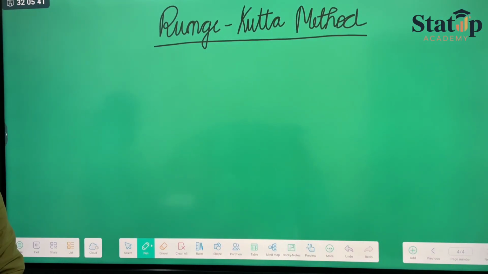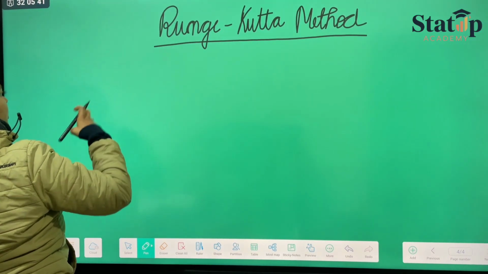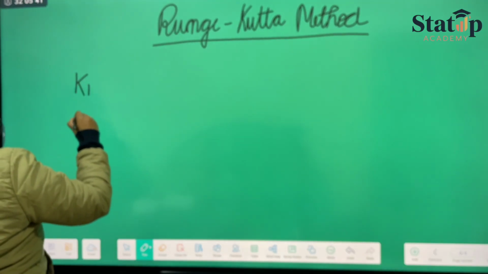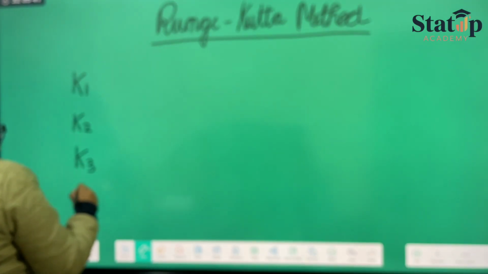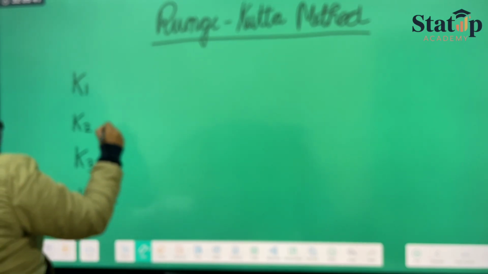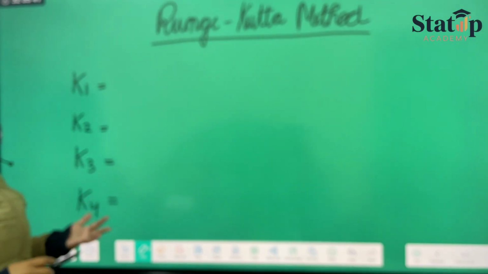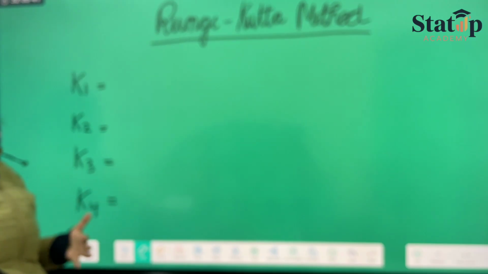Let me say that we have to find four terms: K1, K2, K3 and K4. You just need to learn them, no derivation is required for your answer. You have to directly learn the results. Let me write them down, and afterwards when I write the formula, you will know how and when we require them.